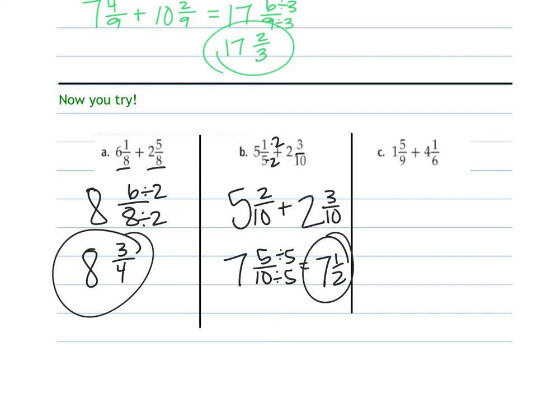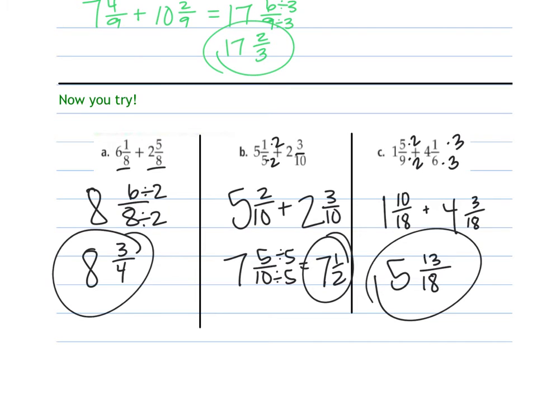1 5/9 plus 4 1/6. Common denominator between 9 and 6 would be 18. So I'm going to multiply by 2. And if you don't know that, remember you can multiply them by each other. So you could do 9 times 6 and then 6 times 9, and you would end up with a common denominator. This side we're going to multiply by 3. So we will have 1 and 10/18 plus 4 and 3/18. Add the whole numbers. 1 plus 4 is 5. Add the fractions. 10/18 plus 3/18 is 13/18. That cannot be simplified, so that's my final answer.